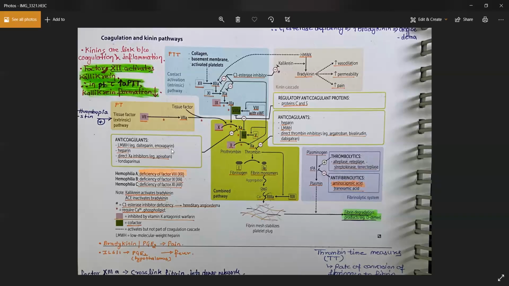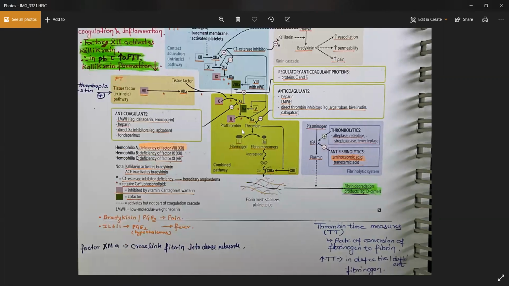The factor 10A inhibitors, such as apixaban, all have this term XA in their name. For the factor 2A inhibitors, you have argatroban, the bivalirudin, and the dabigatran. They have this name in them. So yeah, that's about the drugs. So this is the pathway for the coagulation.